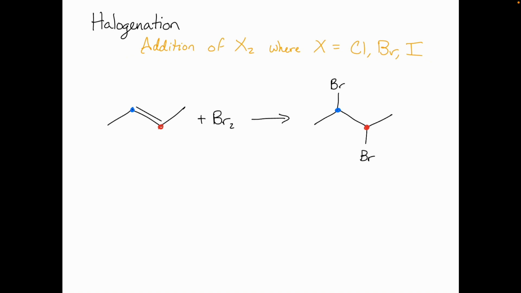All right, and for this one, because you're adding the same thing to either carbon, there's no regioselectivity to be concerned about, right? It's the same thing going on either carbon, okay? But this reaction does have what's called stereoselectivity. It's what's called an anti-addition.